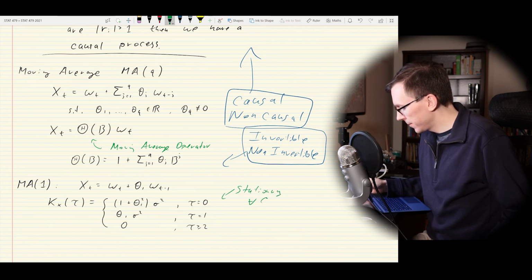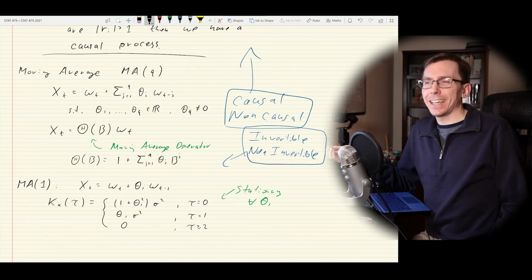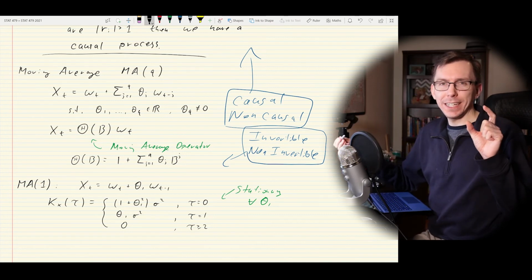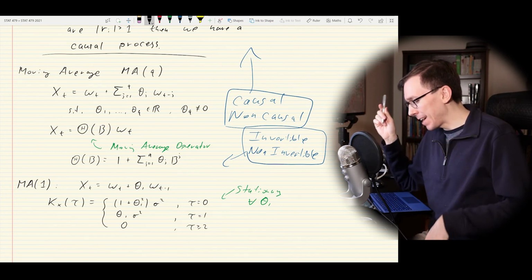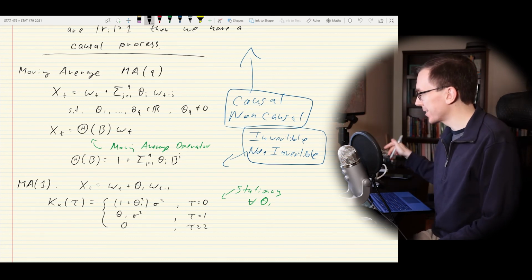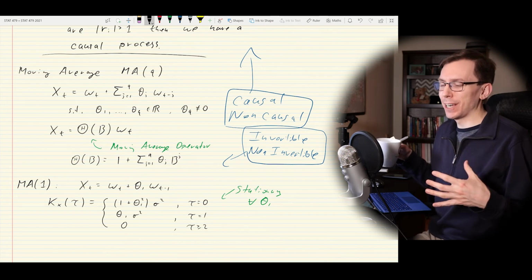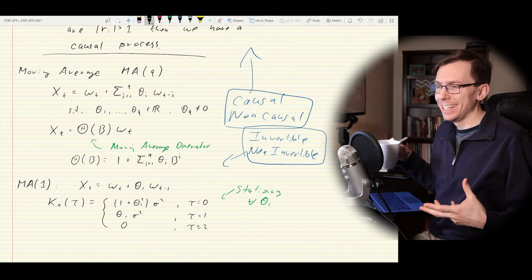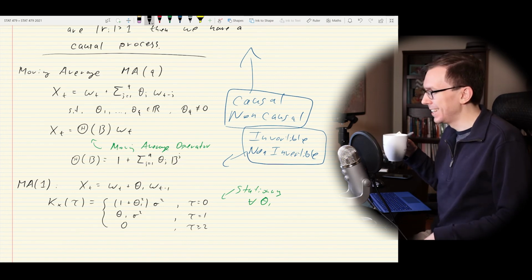This is stationary for all theta 1. So we don't have to worry, like in the AR case, when our coefficient equals 1 and we end up in a random walk setting. In this case, we could have theta be whatever it is, and we'd still have a stationary process, so that's good. But like with the AR process, just because we have a stationary process doesn't mean it's nice, in the sense that before we could have a stationary non-causal process. That's not good.